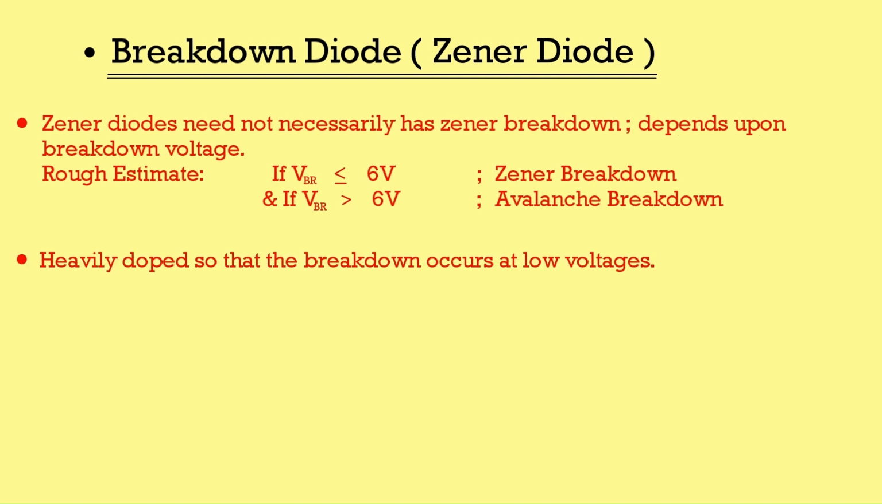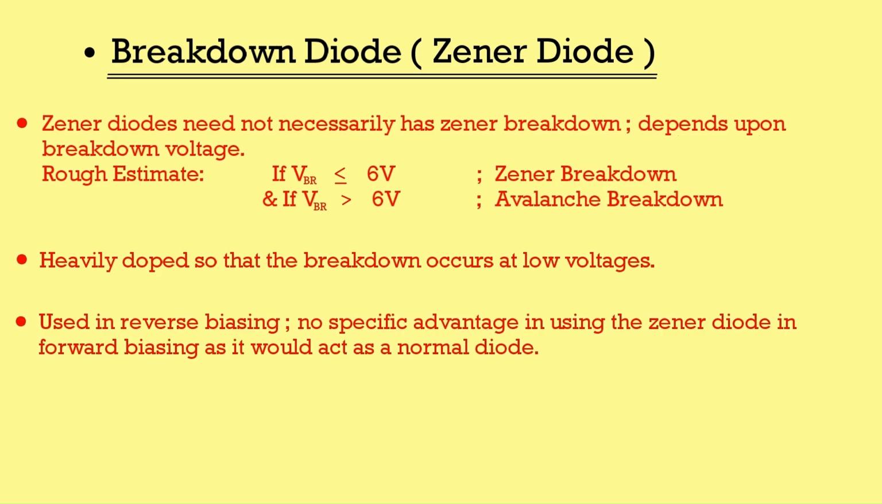The diodes are heavily doped so that the reverse bias voltage required for junction breakdown reduces. However, for any type of diode, Zener breakdown occurs at voltages lesser than avalanche breakdown voltage. These types of diodes are used in reverse biasing, as there will be no specific advantage in using the Zener diode in forward biasing, as it would act as a normal diode.